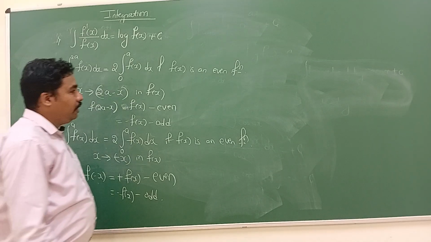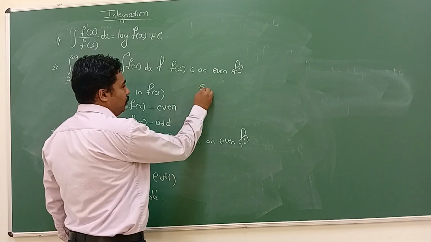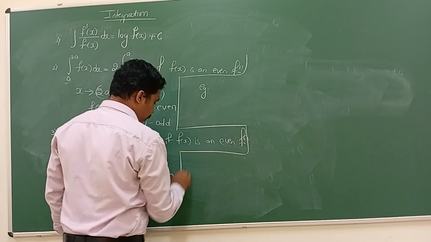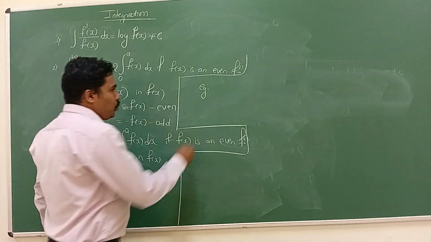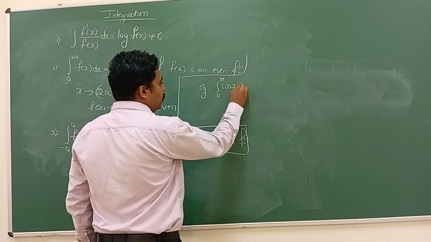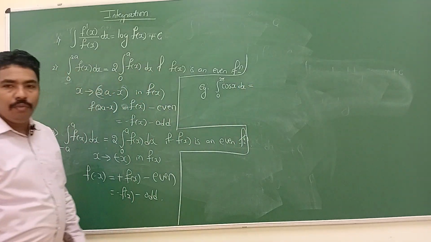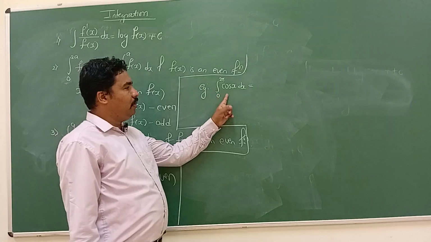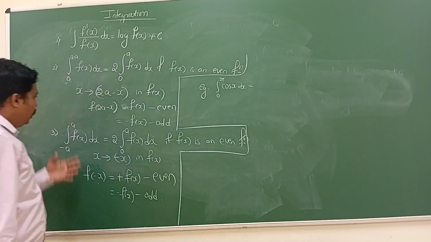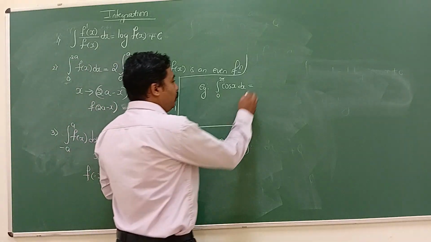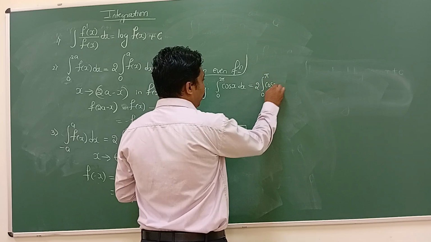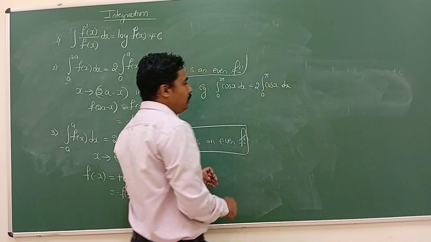So I will take a few examples with respect to this. Integral 0 to 2 pi cos x dx. Directly also we can integrate, integration of cos x from 0 to 2 pi, but if we know this property, it is simple. Okay. So it becomes what? 2 into 0 to pi cos x dx. Why? Because it is an even function.